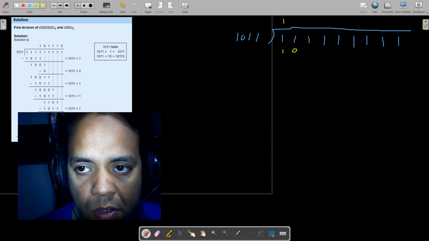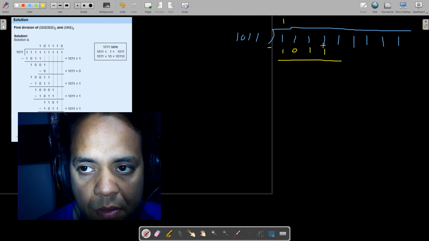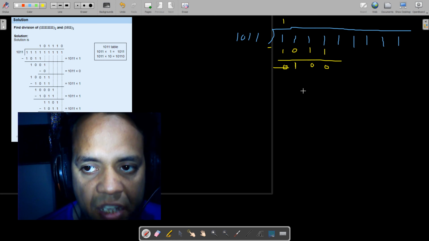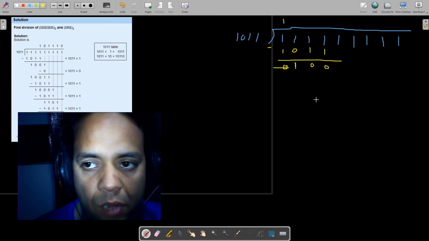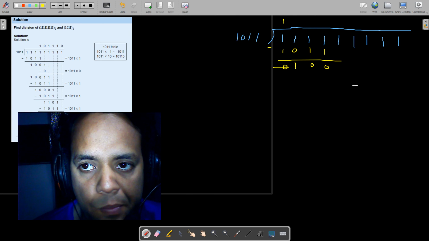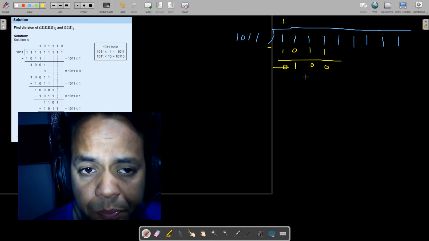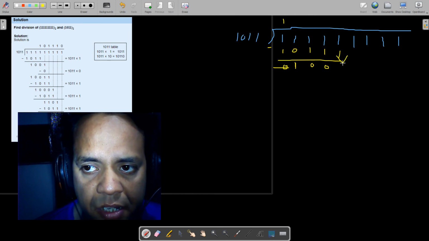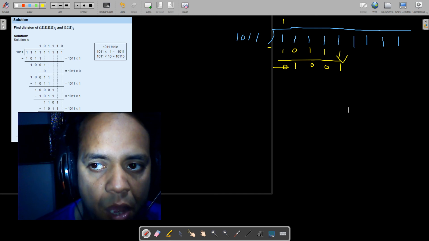1 0 1 1. Let's subtract: 1 minus 1, 0; 1 minus 1, 0; 1 minus 0, 1; and 1 minus 1 is 0. We don't need the leftmost 0. Yes or no? Yes, we don't need that. So what do we do now? Now you can see here that now I will take down the next bit. So the next bit is taken as 1.